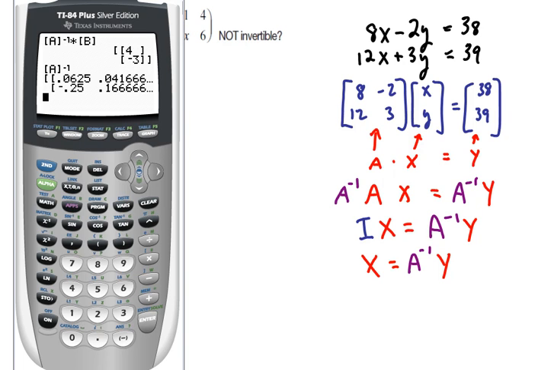Alright, so I want to pick up where we left off before, and that is that we found the solution to this using our calculator, the solution to that system of equations, and it turned out to be x equals 4 and y equals negative 3. And this was only possible because there was an inverse matrix to matrix A. And so we say that A was invertible. Now, with a 2 by 2 matrix, we can test when a matrix is not invertible.